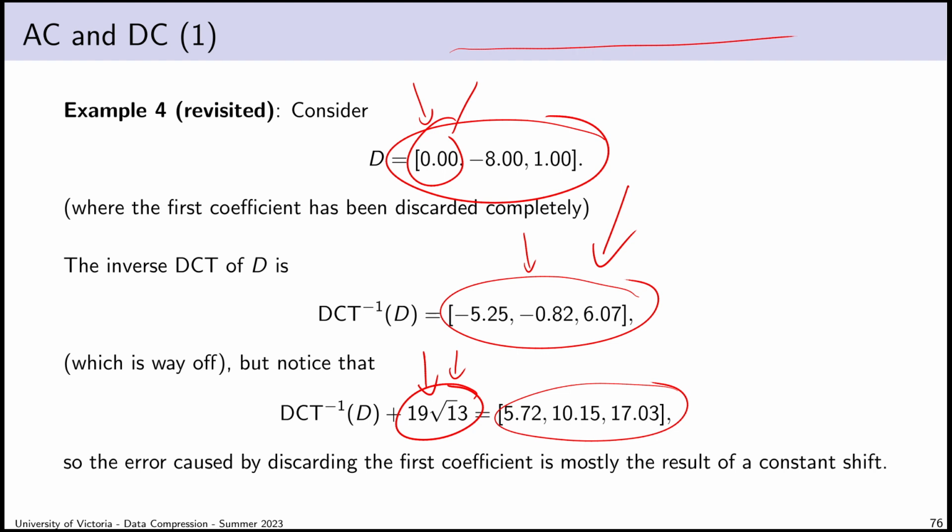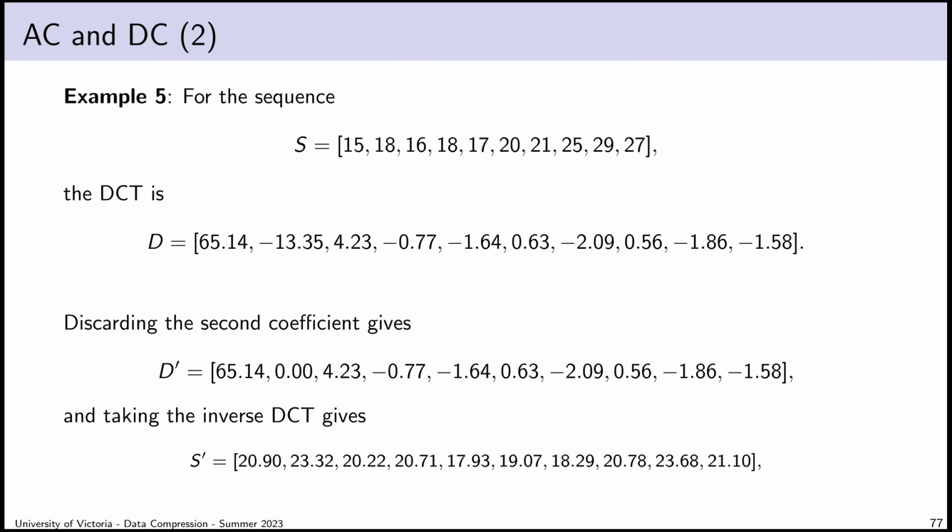That's just an observation to make. The first coefficient has some special significance that we want to explore a little bit, and it's true for both 1D and 2D DCTs. But we'll look at a few more examples. So here's a much longer sequence, and I compute the DCT, and it's this.